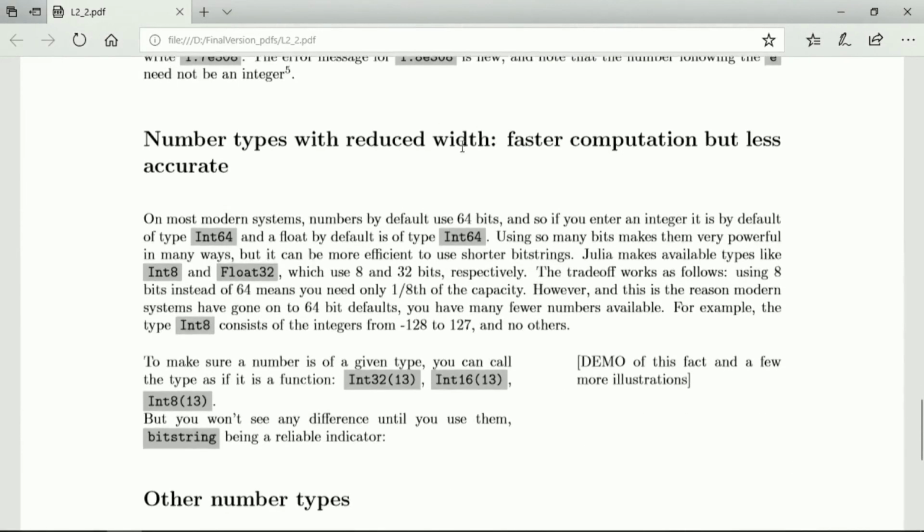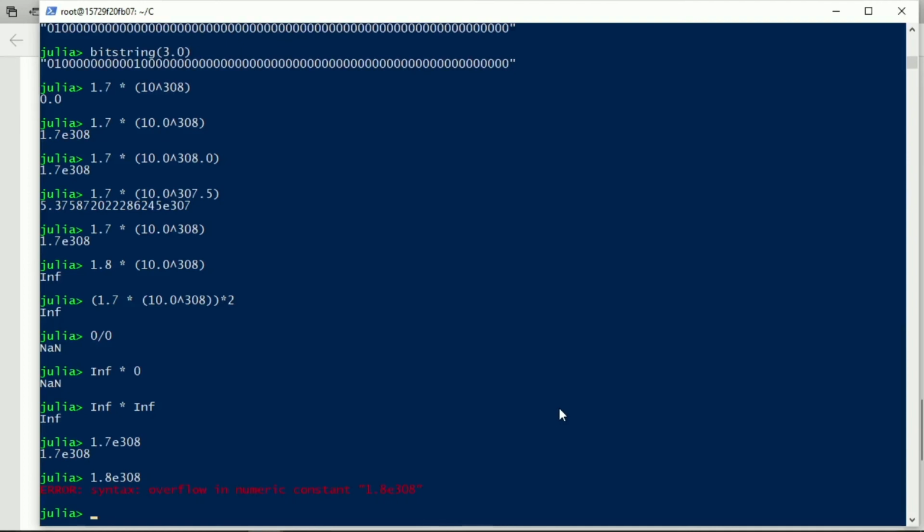You can have a reduced width, so instead of int 64, you can use int 8, instead of float 64, you can use float 32, there are others. And when you use only 8 bits rather than 64, you need only 1/8 of the memory to represent the number. So you can do much faster computations, you can store your results much more compactly and in less memory, but you pay for it by having fewer numbers available. So int 8, which is only 1/8 of int 64 in width, only gives you the integers from minus 128 to 127.